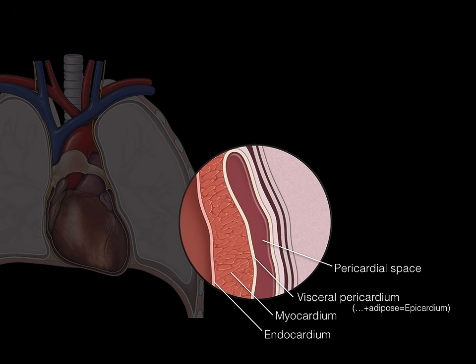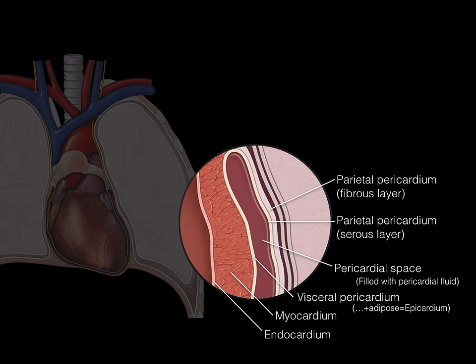Then outside of the visceral pericardium is the pericardial space that's filled with pericardial fluid. Now, for some reason, this illustration from my textbook looks like that's blood, and that's not blood. The pericardial space is filled with pericardial fluid, which is like water. Then you have the parietal pericardium, the serous layer, and the parietal pericardium, the fibrous layer, and together that simply is the parietal pericardium.